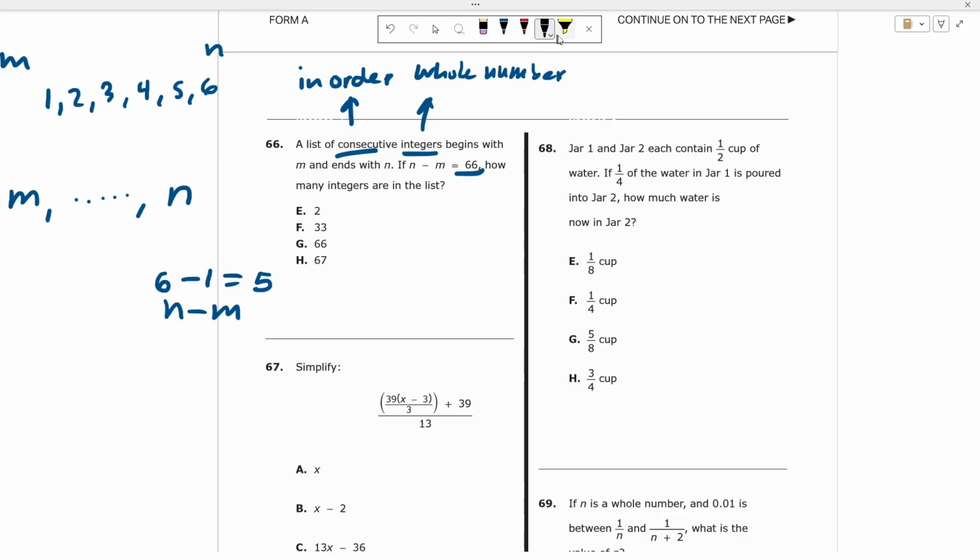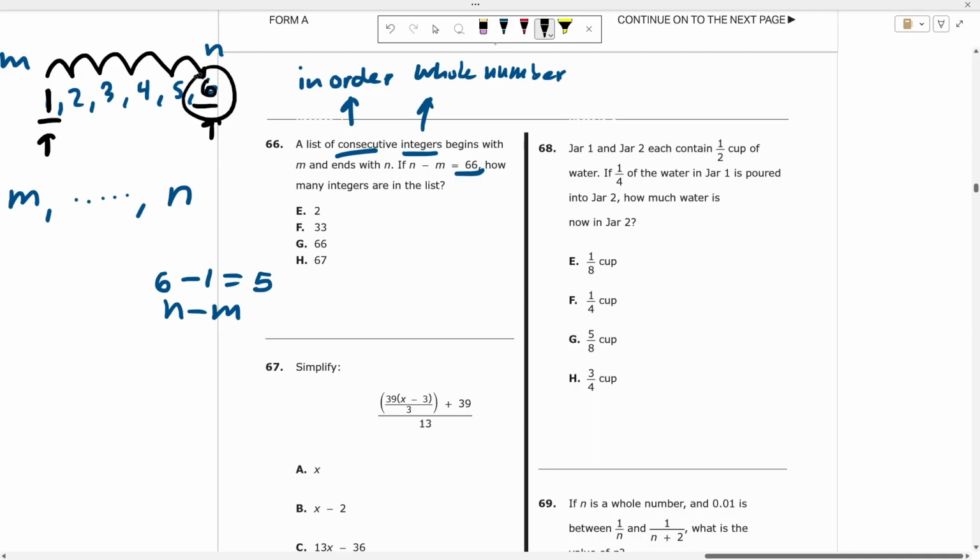Well, why is that? Because if you start with 1 and you end with 6, how many numbers did you have to travel by? Well, you went 1, 2, 3, 4, 5, or 5 numbers. So taking the endpoint of a list and subtracting the starting point gives you the distance of that list. How far do I have to travel to get from 1 mile to 6 miles? You have to travel 5 miles, or your endpoint minus your start point, which is going to be 5.